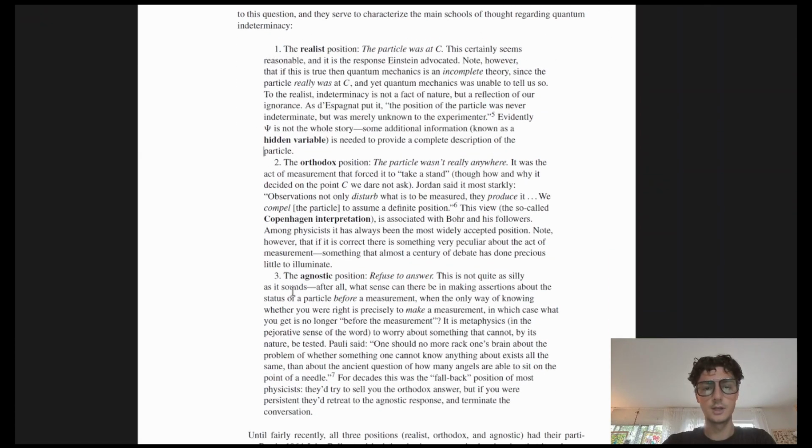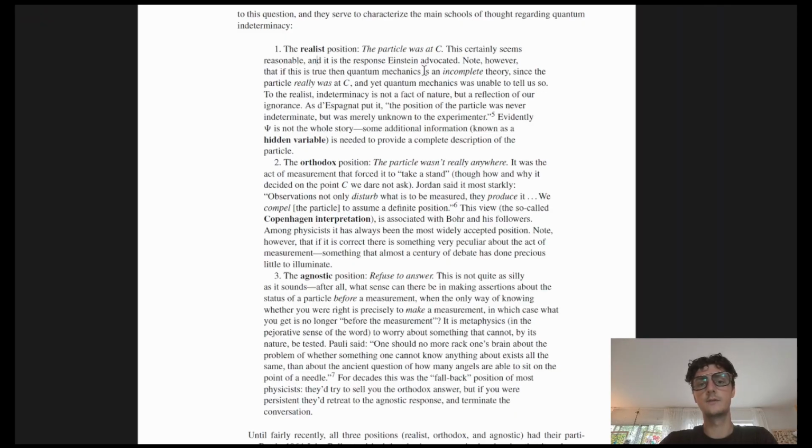So here are the answers. You have answer 1, answer 2, and answer 3. They come in the form of beliefs or positions, things that you believe in. So the first is the realist position, the orthodox position, and the agnostic position. Let's go one at a time. The particle was at C. This certainly seems reasonable.